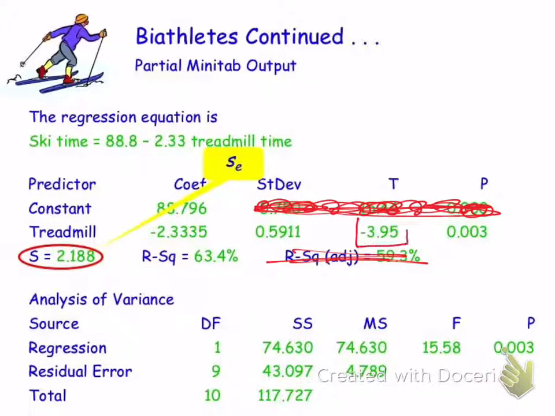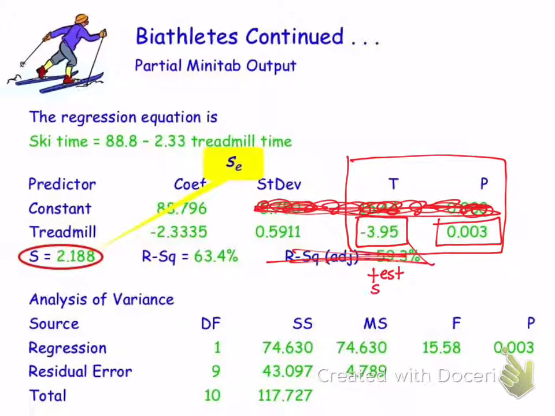This negative 3.95 and this 0.003, this whole half of the computer output is sometimes on there. Only sometimes. Half of the time it's not on there. So it's usually just up in the air whether they include that or not. But what the negative 3.95 is, that is my test statistic. And this number, this 0.003, is my p-value.